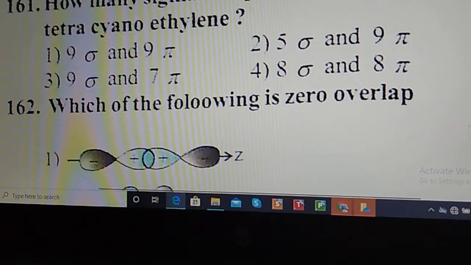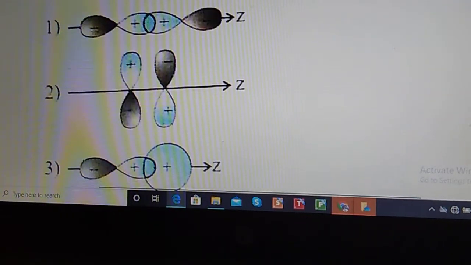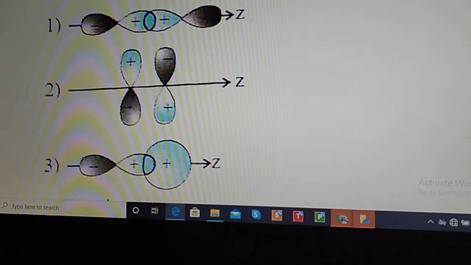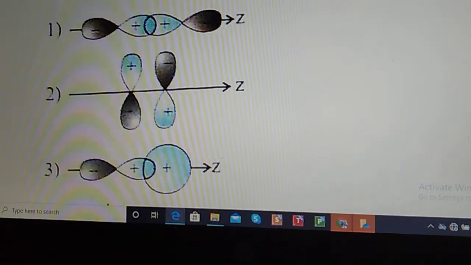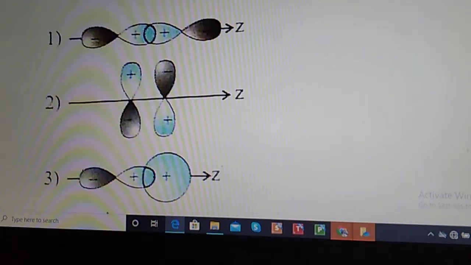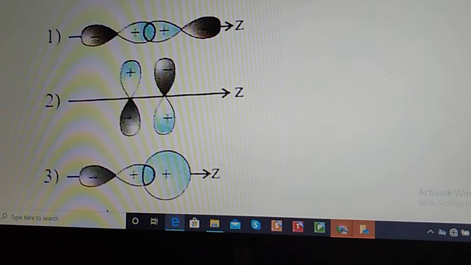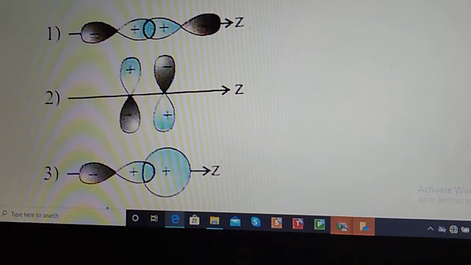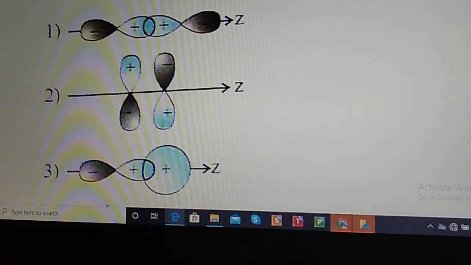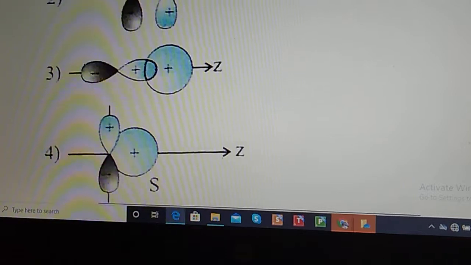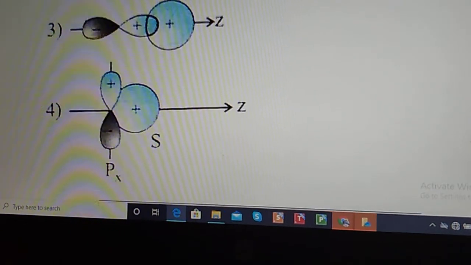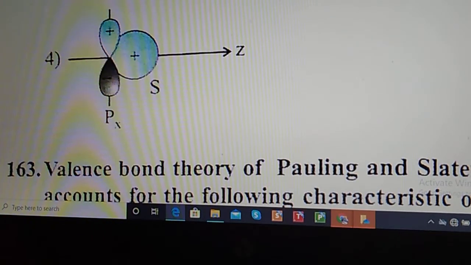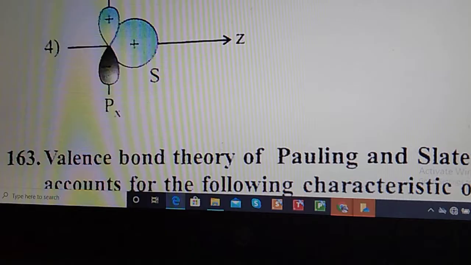Now student, here is 162. Which of the following is zero overlap? Dear student, first of all you should know what zero overlap is. Zero overlap means there is no symmetry. If you talk about option 1, proper overlapping is there. Option number 2, pi overlapping. Option number 3, p and s overlapping. Option number 4 is wrong, student, because in option number 4 there is no proper axis, no proper symmetry.